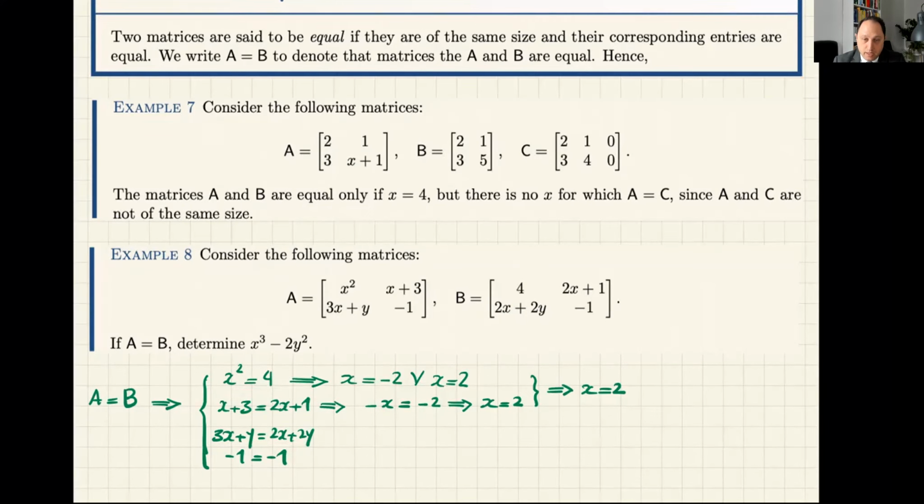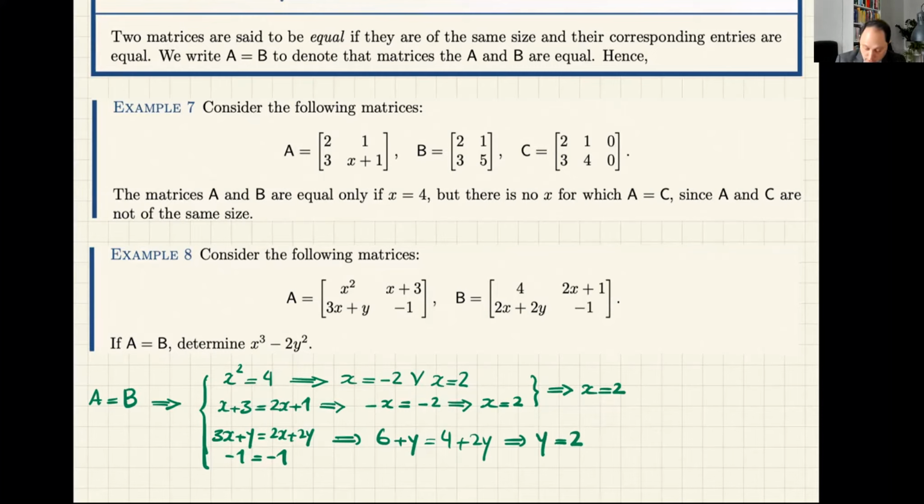X cannot be equal to negative 2, because negative 2 makes this right, but not this one. I need both of them. And then when X is equal to 2, I will take this one and put it here and find Y. So this implies then 6 plus y is equal to 4 plus 2y, and then you get y is also equal to 2.